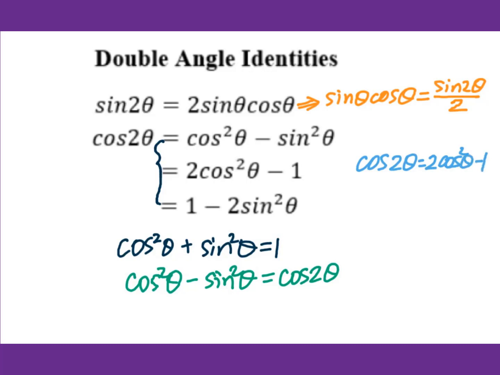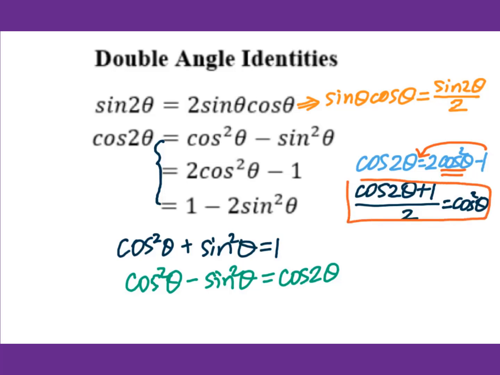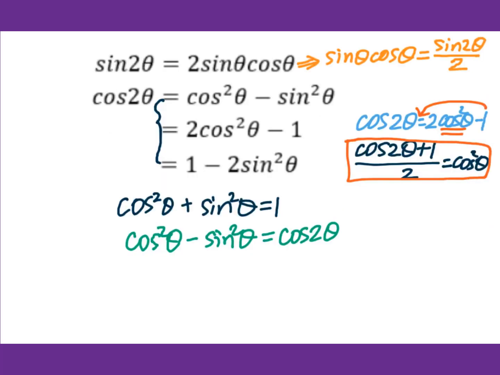Let's work on that. Cosine 2 theta equals 2 cosine squared theta minus 1. I want to work out cosine squared theta, so I add 1 to both sides. I get cosine 2 theta plus 1. Then I divide by 2, and you will get cosine squared theta. When you use double angle to simplify, you have to use this formula.